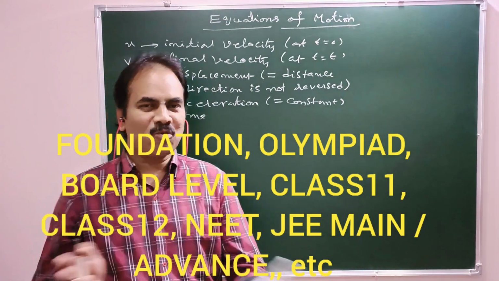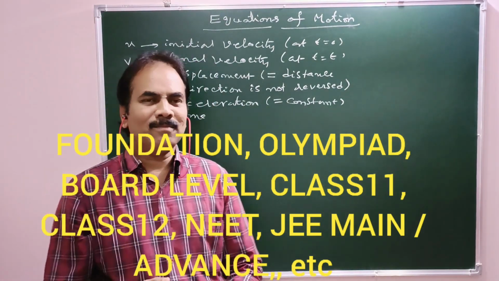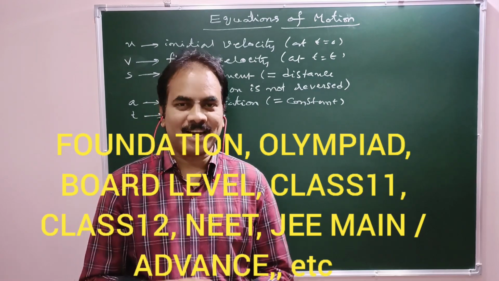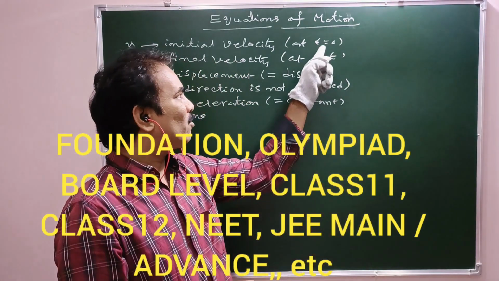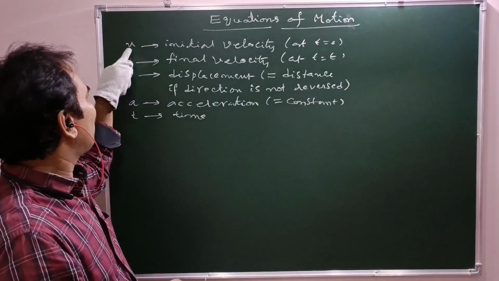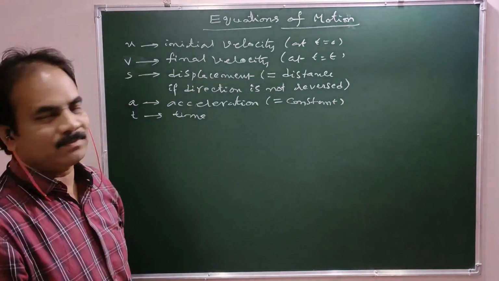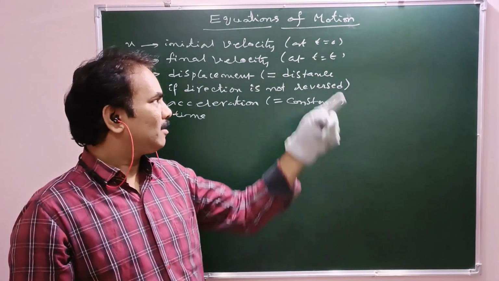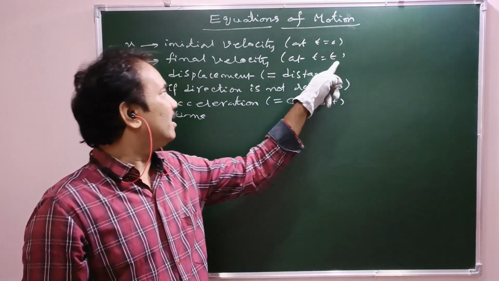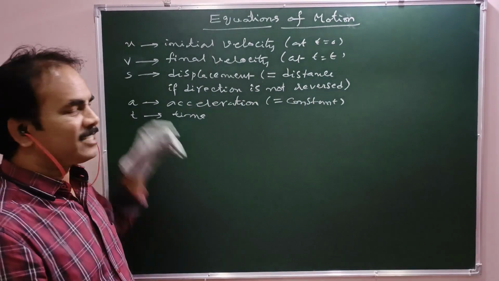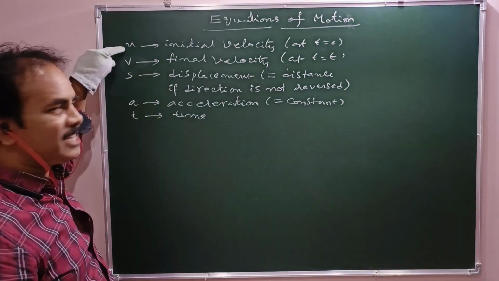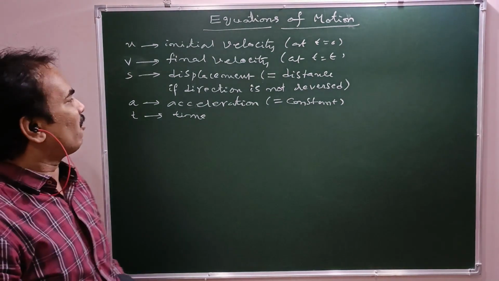Suppose when a particle is under motion, the instant when our observation starts is said to be the initial instant. So when time t equals 0, whatever velocity is noticed is said to be the initial velocity. Let it be small u. When our observation ends, say at time t equals t, the velocity noticed is said to be the final velocity. Let it be v. So u means initial velocity, v means final velocity.